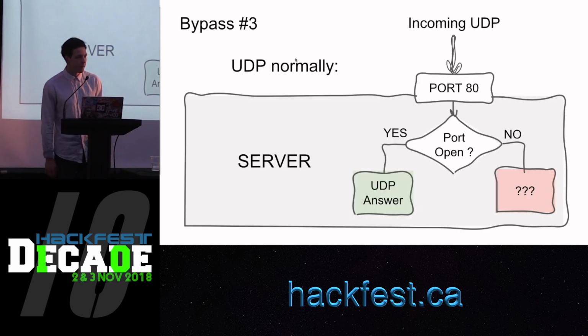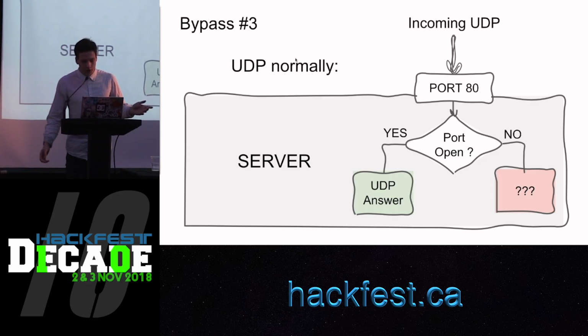That's all for bypass number 2. A question for you. Do you speak English, right? Yeah. So if a UDP packet goes to a closed UDP port, what happens? What goes back? How do you think?